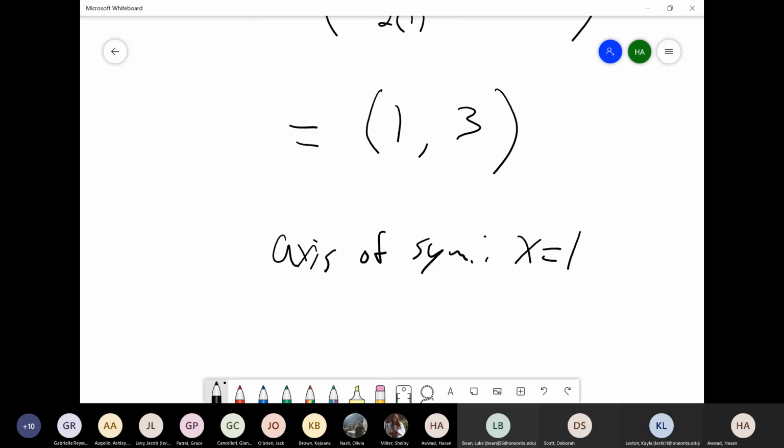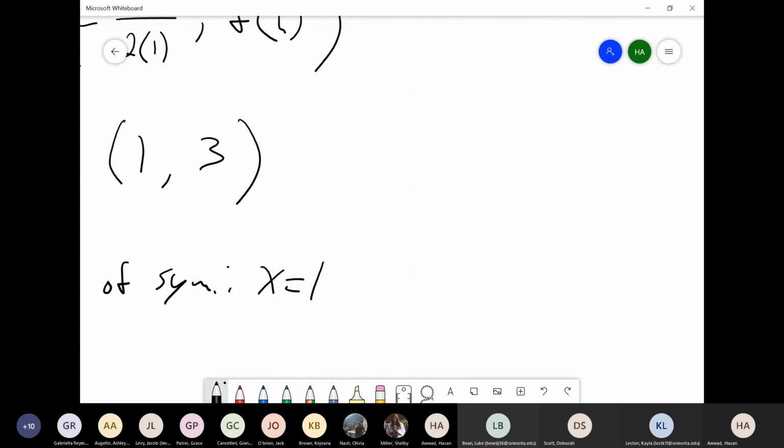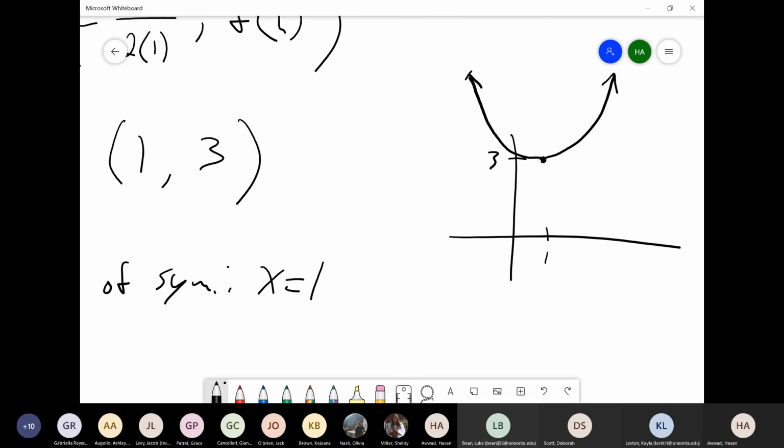And that is what defines your vertical line. Again, if we were to roughly sketch this, we know that 1, 3 is going to be our vertex. So our parabola is going to open upwards. We already established that because of the a.